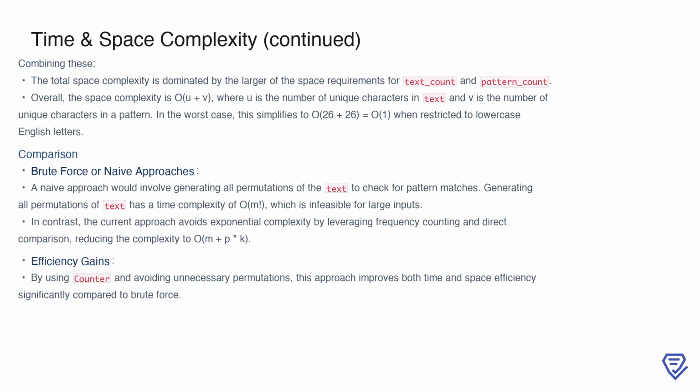O(1). Comparing this approach to a brute force or naive method, we see significant efficiency gains. A naive method would involve generating all permutations of text to check for pattern matches, which has a prohibitive time complexity of O(M!). Instead, by using frequency counting and direct comparison, this algorithm avoids exponential complexity and achieves a much more efficient O(M + P * K) time complexity. This demonstrates the power of leveraging optimized data structures like Counter to reduce both time and space costs.